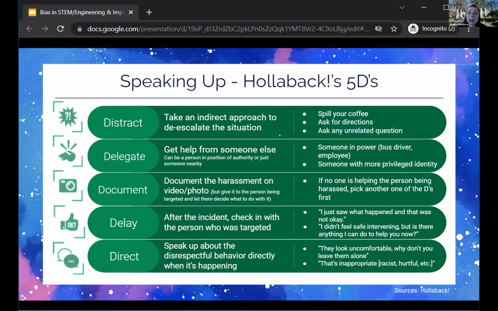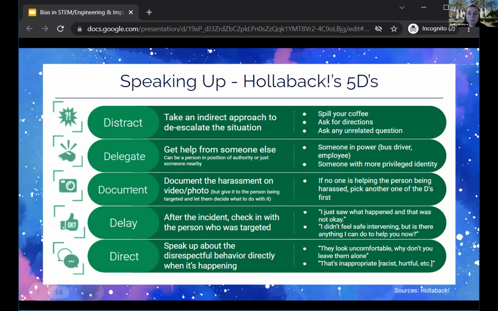You can distract. For example, if someone's being verbally attacked, you just need to distract the perpetrator to get them away. But you can also get help from someone else. So if you see something happen in a classroom, delegate to your professor, ask for some help, right?